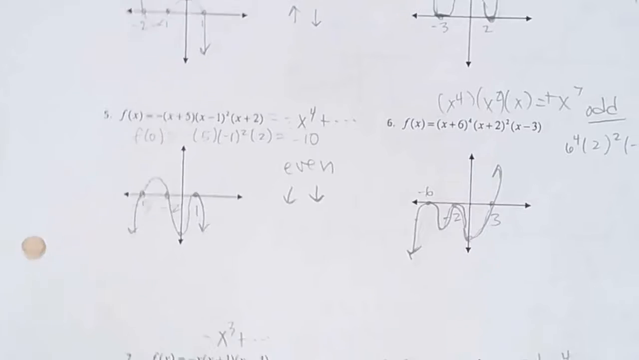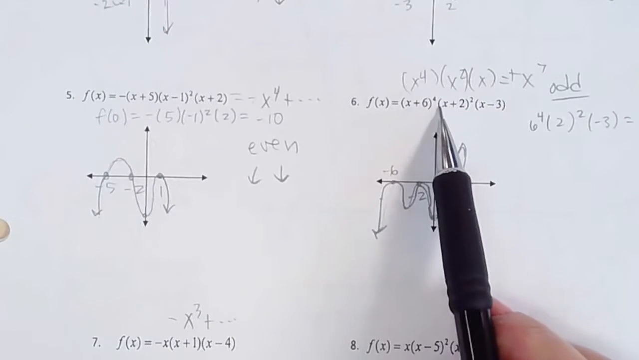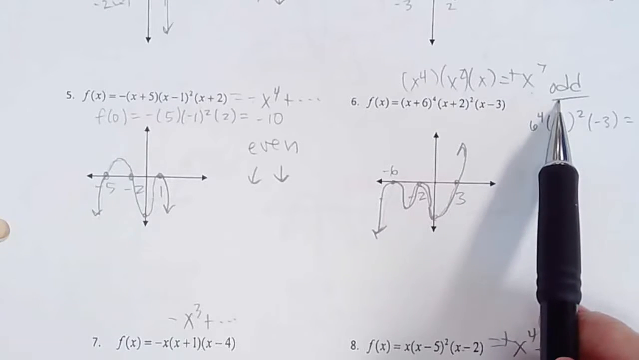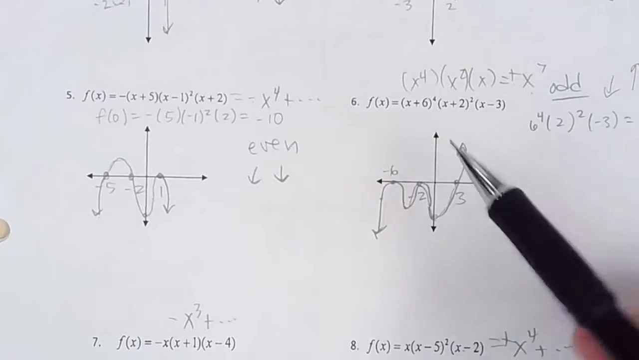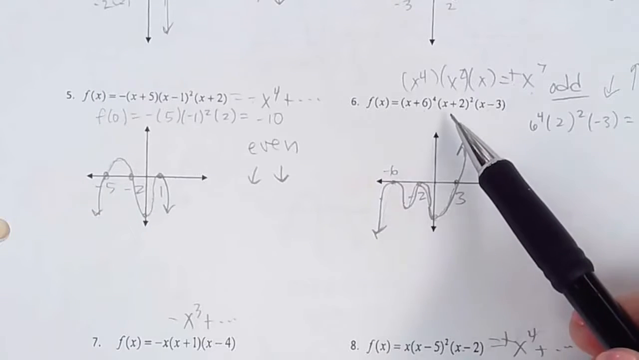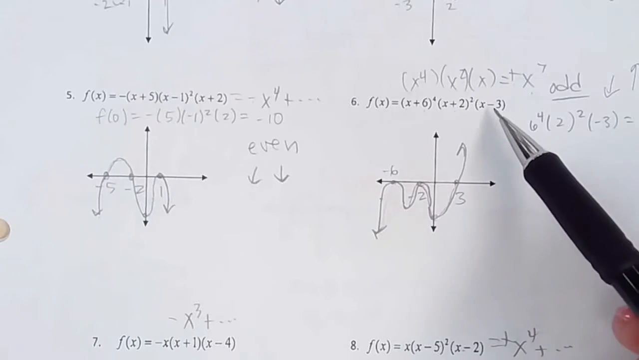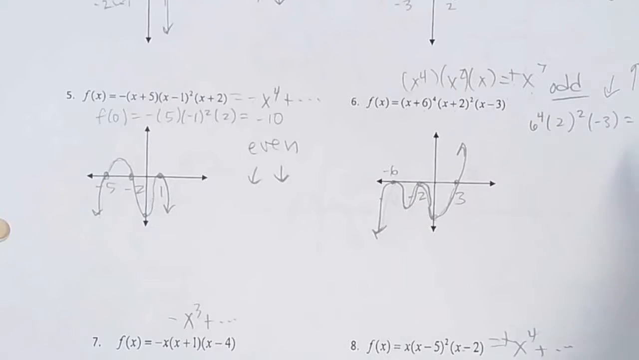Number 6, x to the 4th, x squared, and another x is overall x to the 7th. That's an odd degree. It's a positive leading coefficient. That means up on the right, down on the left. Intercept at -6 with an even multiplicity, so it's going to U-turn. At -2 with an even multiplicity, that's a U-turn. And at +3 with an odd multiplicity, it's going to cross. Your y-intercept is some really big negative number. Work it out if you want.